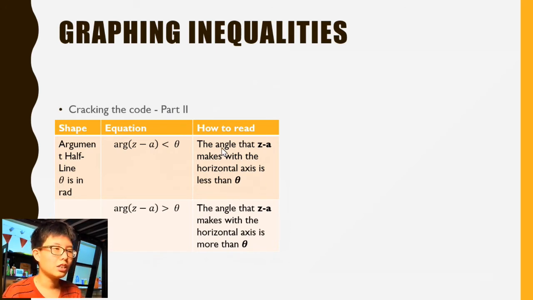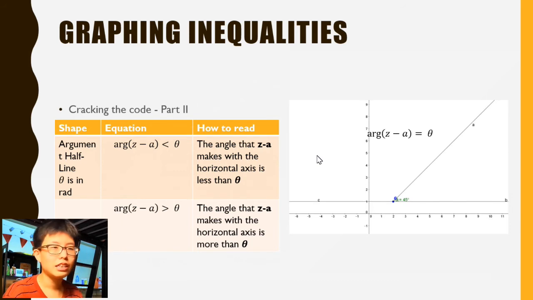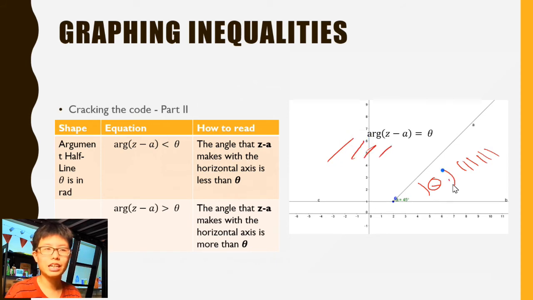Okay, here we go. The line ZA, I just call it ZA, like Z from A, makes an angle with the horizontal axis that is less than theta. So this is equal to theta, right? If it's less than theta, it should be somewhere here. And if it's more than theta, it should be somewhere here, right? Less than, more than, because we're looking at it counterclockwise, right? So just bear that in mind. You can just read it out, less than theta, more than theta.